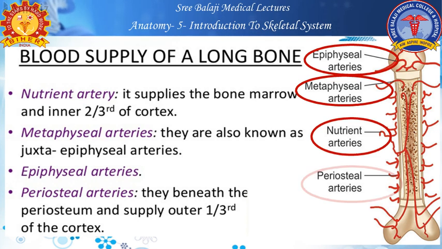Next is the periosteal arteries. Periosteal arteries are the arteries which come along the periosteum or the covering of the bone. They supply the outer 2/3 of the cortex of the shaft of the bone.